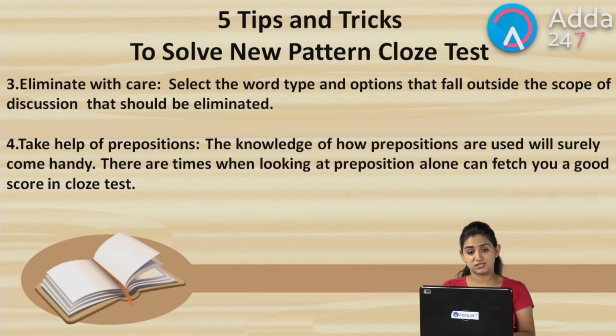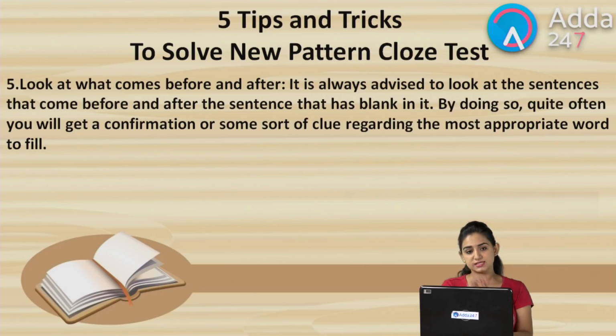Let's move on to the last tip that we have, and it says look at what comes before and after. Now why do I say you have to look before and after, and why do I say you have to read the whole paragraph before answering the questions? There is a reason behind it. There are times when you read the paragraph, you can automatically relate to it. How? You have clues given in it.